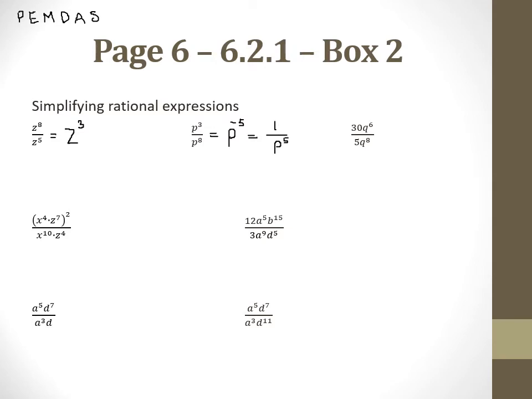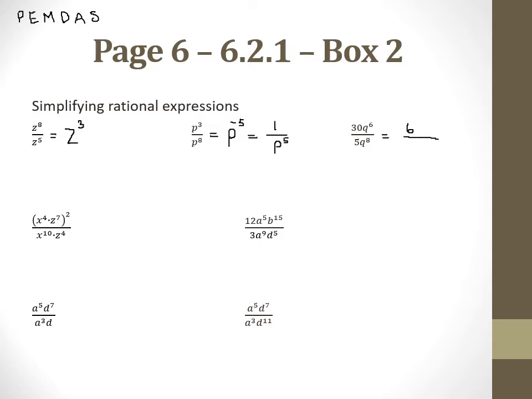So your final answer, you never want to have a negative exponent. So if you end up with something like p to the -5, change it into 1 over p to the power of +5. In this third example, we also have some coefficients, so you also want to simplify the whole numbers. 30 divided by 5 is 6, so that 6 will go in the numerator. You could think of it as 6 over 1.